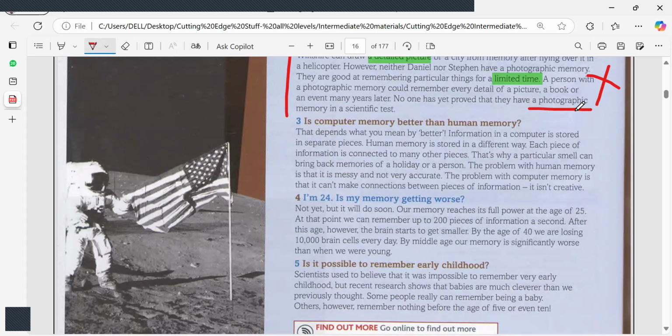Do you think you have a photographic memory, Abdulaziz? Sometimes maybe.